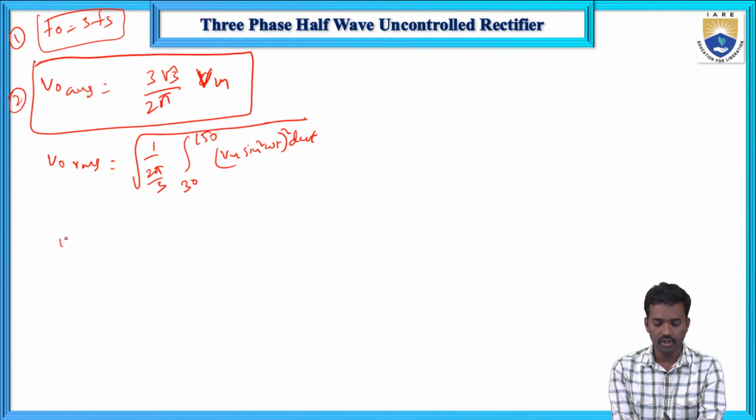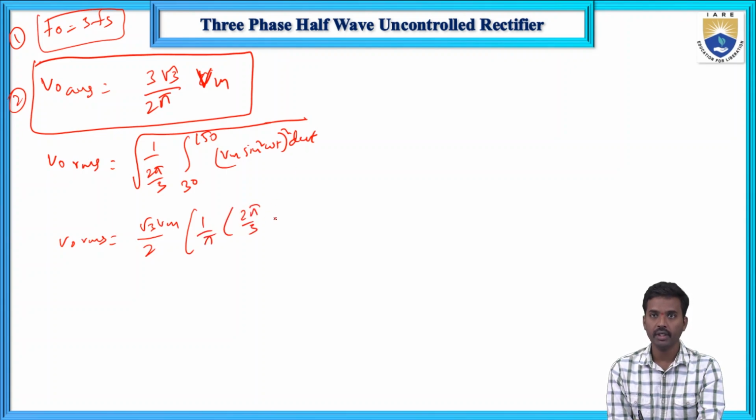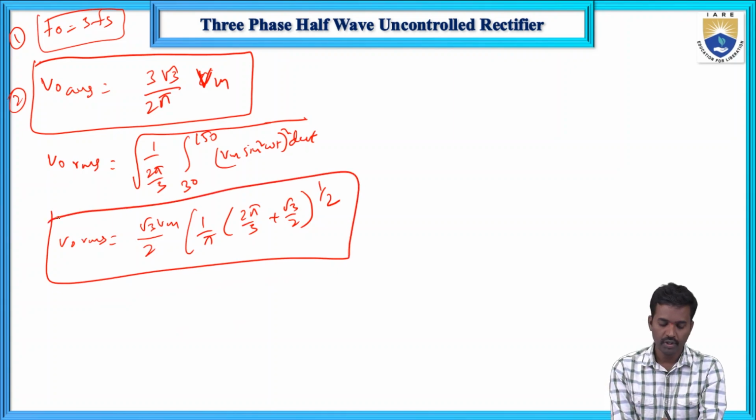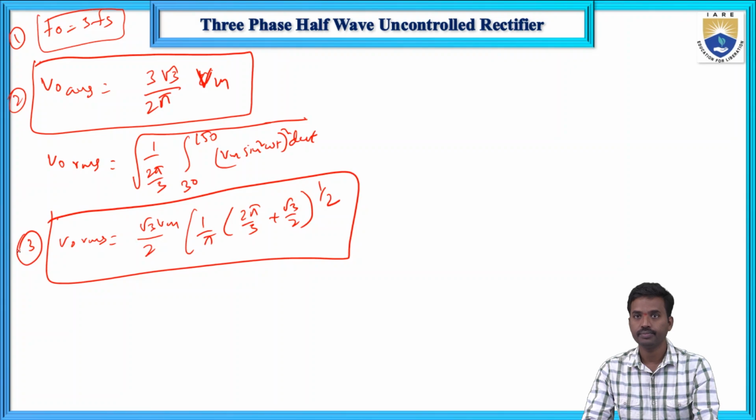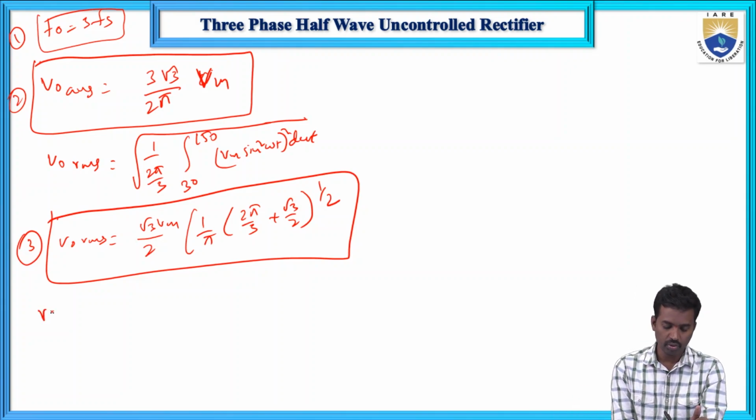And next, V naught RMS equals √3/2 Vm into the square root of 1/(2π/3) plus √3/2... So that is 1/2. So this is the V naught RMS, that is the third question. Now here, what is the conduction time? So gamma of t is the fourth point.